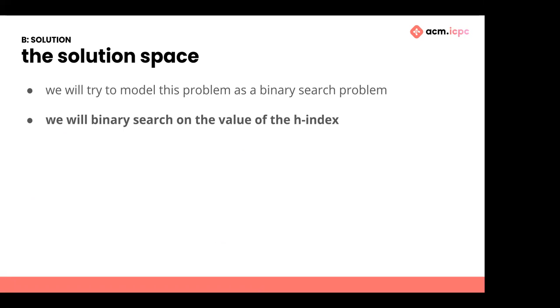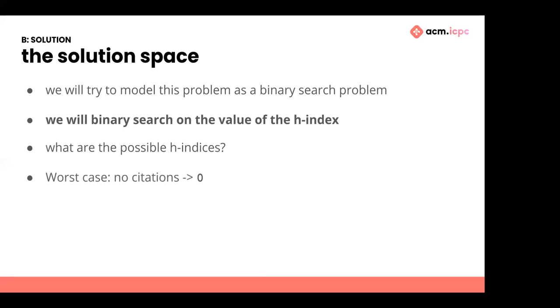And so let's talk about how we would go about doing this problem. We are going to use binary search, of course, but more specifically, we're going to binary search on the value of the H-index. What that means is that the solution space, which is essentially all the possible outputs that could be given by the program, is what we're going to binary search on. If you think about the worst case scenario, we want to think about what the possible H-indices are. In the worst case, the lowest possible H-index is 0. So this is the lower bound on the H-index, and it's going to be the lower bound on binary search.